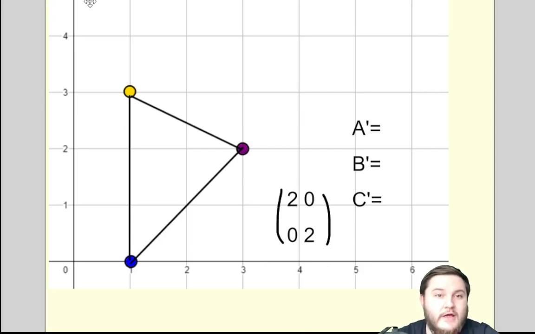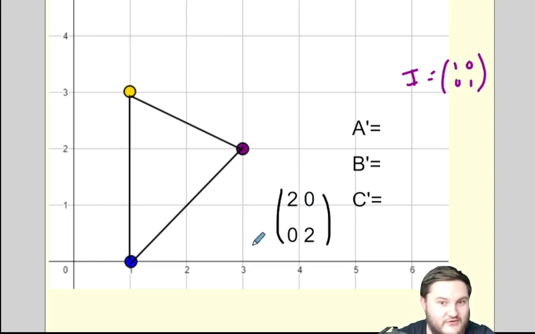Okay, so you'll notice it looks very similar to the identity matrix. Remember, the identity matrix is the matrix 1, 0, 0, 1. And this one is the matrix 2, 0, 0, 2. So just an interesting point, it is slightly interesting, we'll find out in a second, but nothing to really worry about right now.